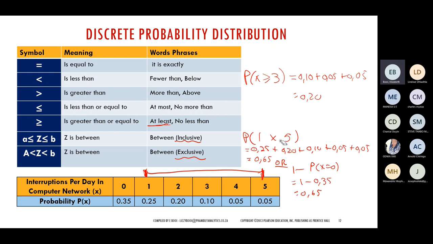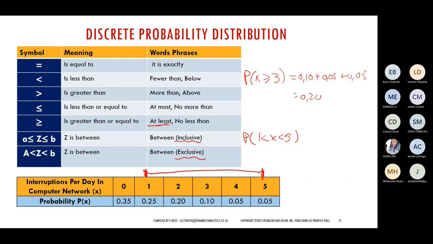What about between exclusive? I'm going to use the same question. If it says exclusive, then it means less than. So it is any value from 1 till 5 that does not include 1 and 5. So it's only those ones: 0.20 plus 0.10 plus 0.05, which equals 0.35. That is exclusive because it's excluding 1 and 5.